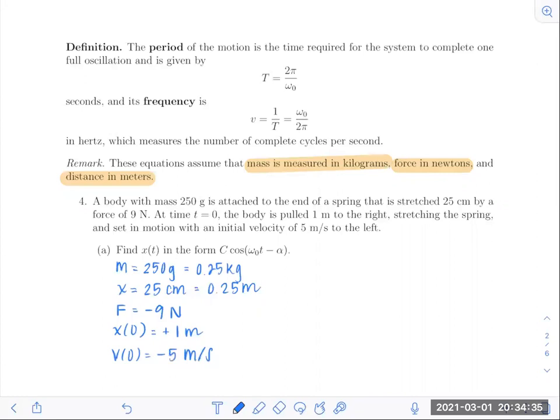And keep in mind how velocity relates to the distance function. Velocity is the first derivative of distance. So in other words, this is an initial condition on the derivative of x. This is all of our given information. So maybe I'll just label this given.